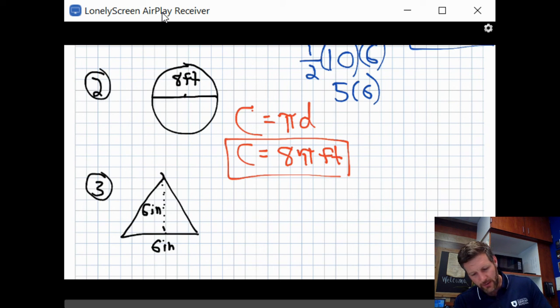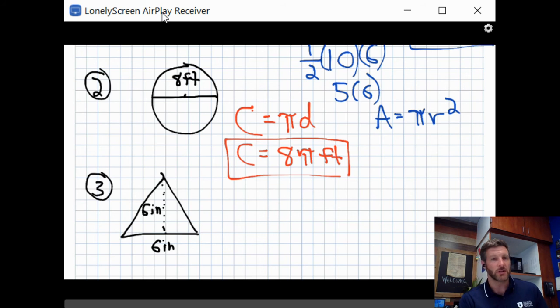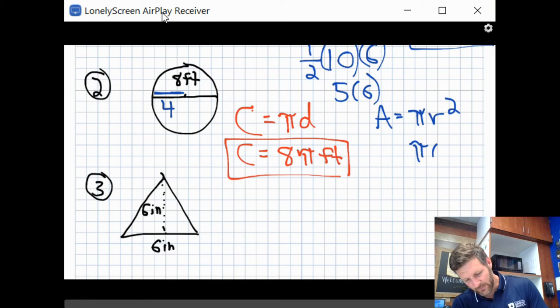So now let's do our area. Area is pi r squared. Okay, so here's a little mental step you have to take. I know pi, but what's the radius? Well, if the diameter is 8, that leaves the radius to be 4, because it's half of the diameter. So I can continue with this and go pi times 4 squared.